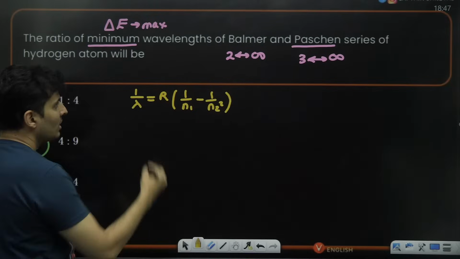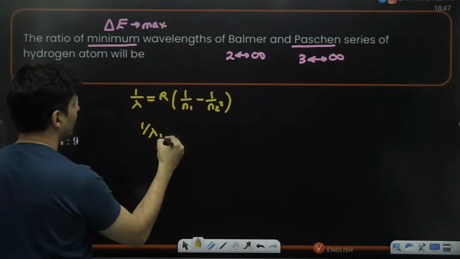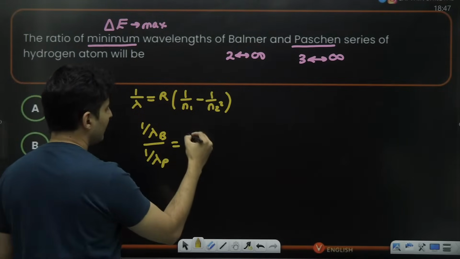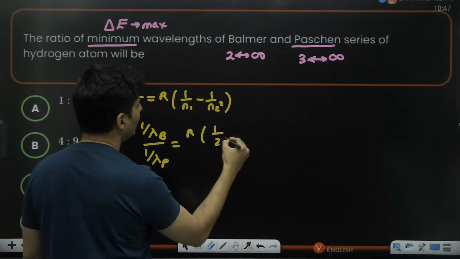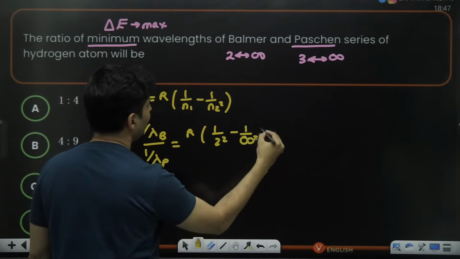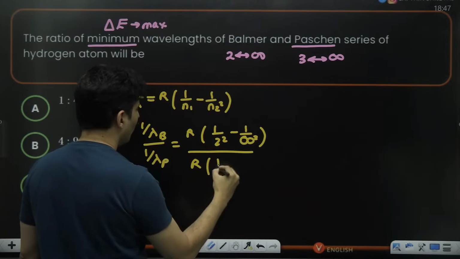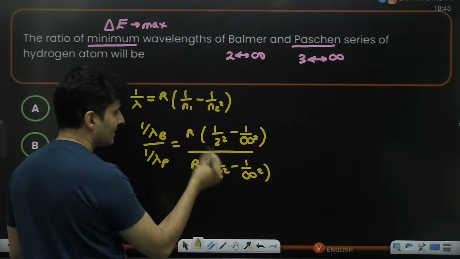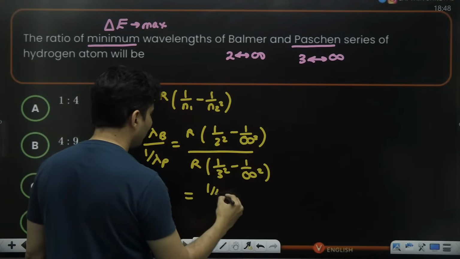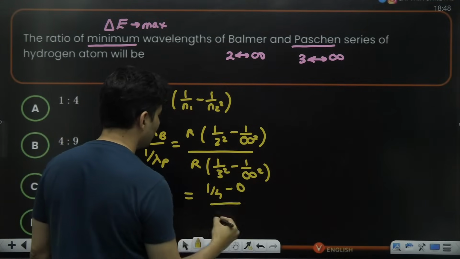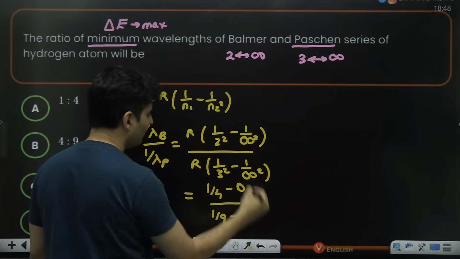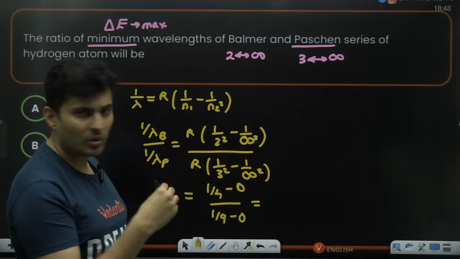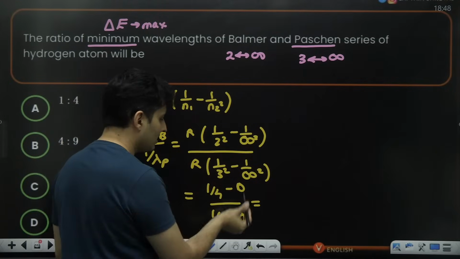Is that right? So 1 by lambda of Balmer, 1 by lambda of Paschen. R is going to be the same anyways, 1 by 2 square minus 1 by infinity square. Here also R, 1 by 3 square minus 1 by infinity square. R will cancel. 1 by 2 square is 1 by 4. Infinity's reciprocal is 0. This is 1 by 9. 1 by infinity is a large number. So large number, if you take the reciprocal, it will be 0. So that's why 0 is here.